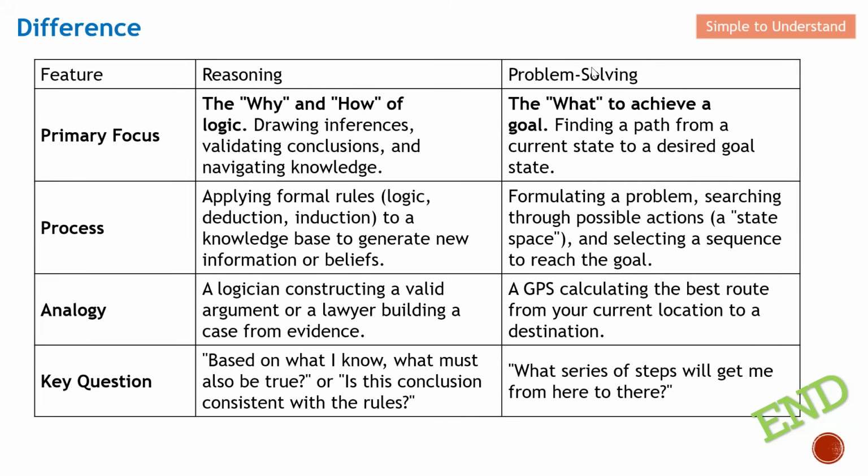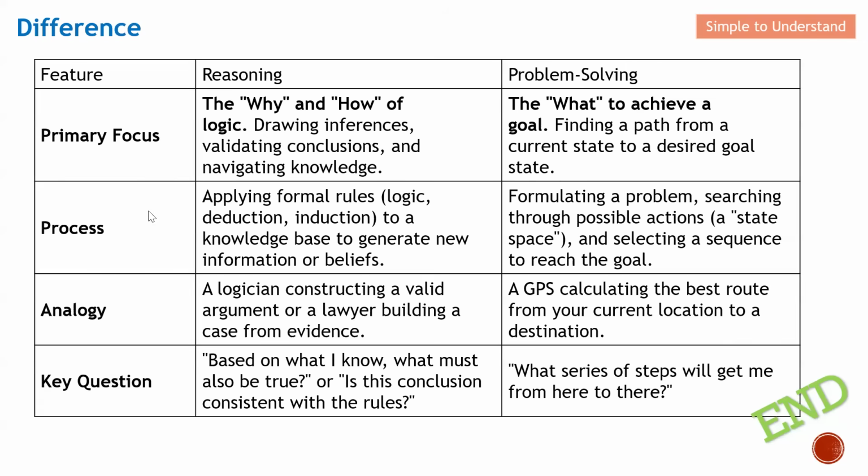As for problem solving, basically we will concentrate on what to achieve, a goal. Basically, this is to find a path from a current state to a desired goal. So we need to know what our current state is, what all the possible paths are, and then from there we will be able to select the one that meets our goal, the most ideal. So basically, this is a quick difference between reasoning and also problem solving.